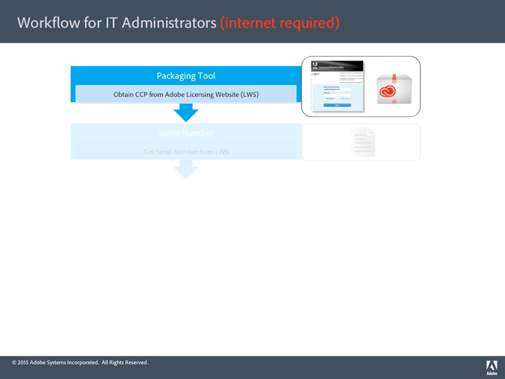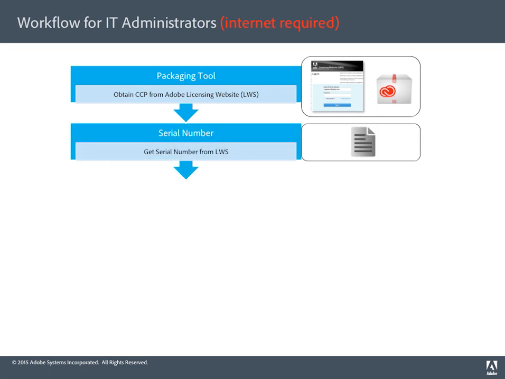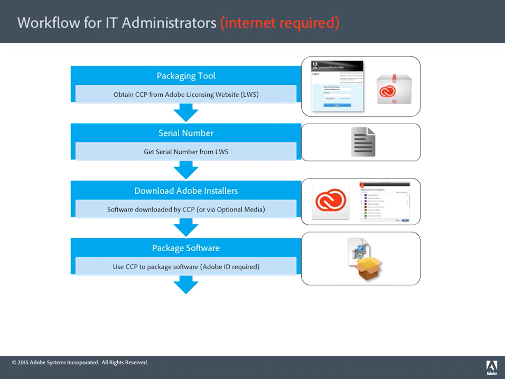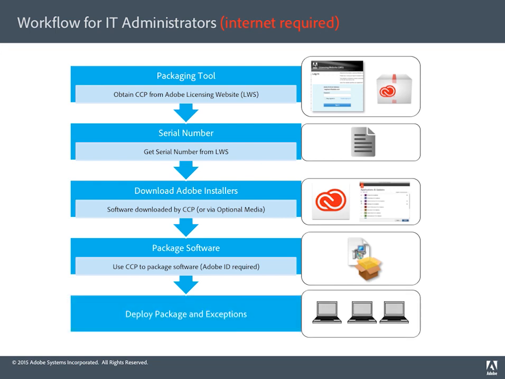Download the packaging tool and the serial number from the Adobe licensing website. The Creative Cloud Packager downloads software and updates for you, so you no longer need to find the software on LWS. You then package the software using CCP and deploy those packages into your environment.